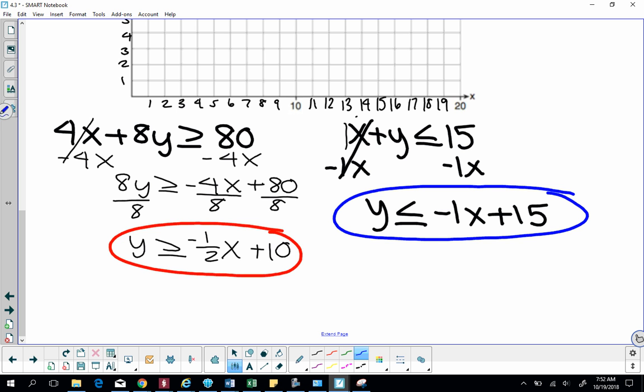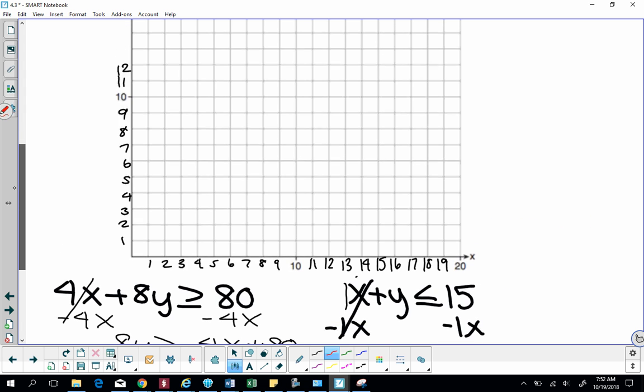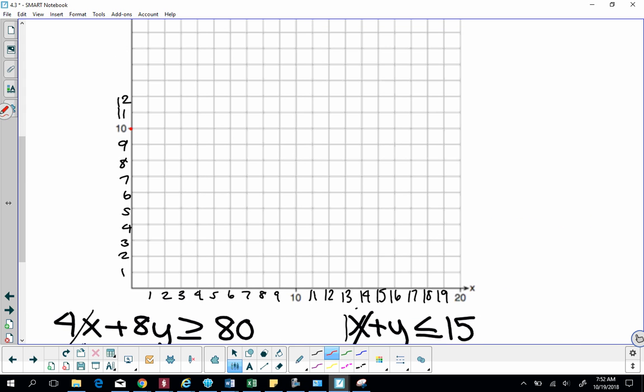Now we're going to graph them. So we're going to start with the red one. What's the y-intercept for the red one? 10. So we're going to go up here and make sure you guys have labeled these. And I'm going to start at 10 right there on my y-axis.